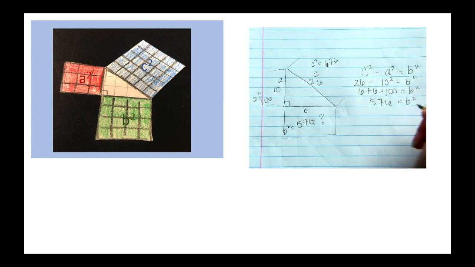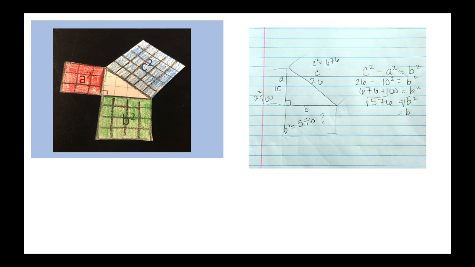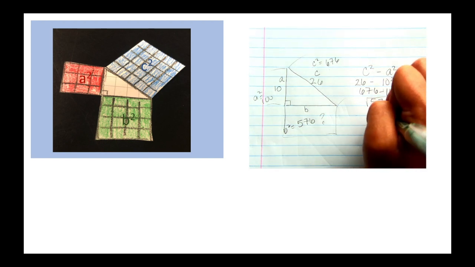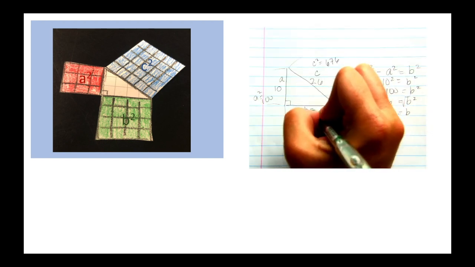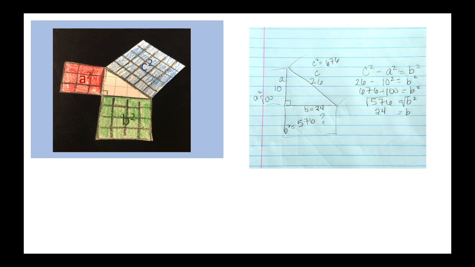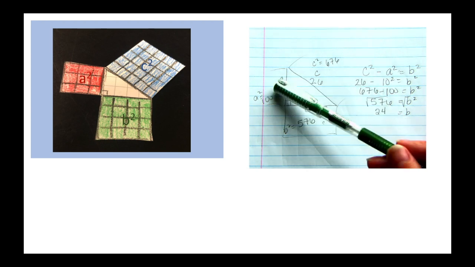But I just want b, so I'm going to take the square root of both sides. And you can use your calculator to help you with this. The square root of 576 is 24. So this side length is 24. So in your Pythagorean theorem, a squared plus b squared equals c squared. Or you can take your hypotenuse squared, c, and subtract one of the leg squares out and come out with the missing leg.